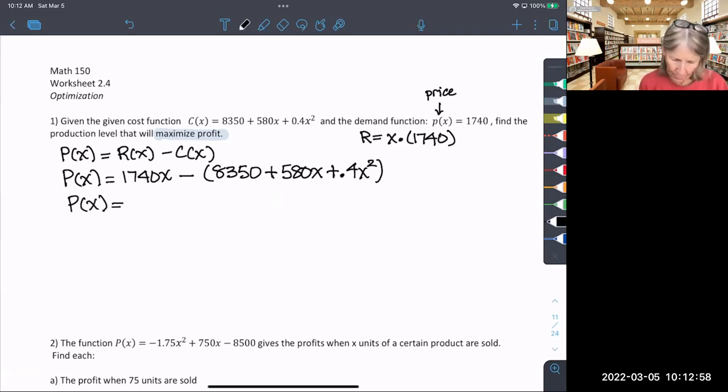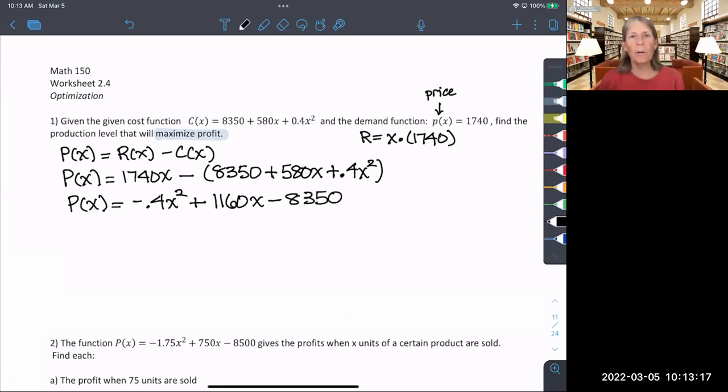All right, now I'm going to rearrange, put it in descending order. So again, if you do that, you'll get a negative 0.4x squared. Adding your like terms, the x terms, looks like a 1160x, and then minus an 8350. All right, so there's our profit function.